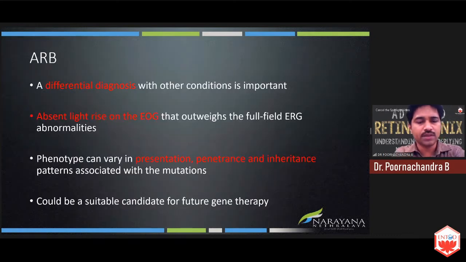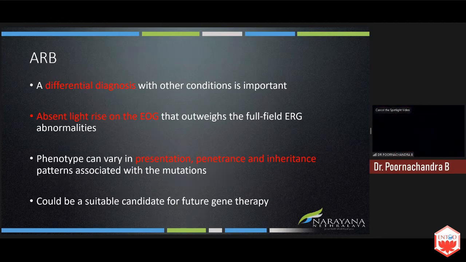When it comes to ARB, the autosomal recessive one, a differential diagnosis with other conditions is very important. I'm taking some time to explain this because I do get a lot of patients who are commonly misdiagnosed as posterior uveitis because of the OCT appearance or the fluorescein angiography appearance.